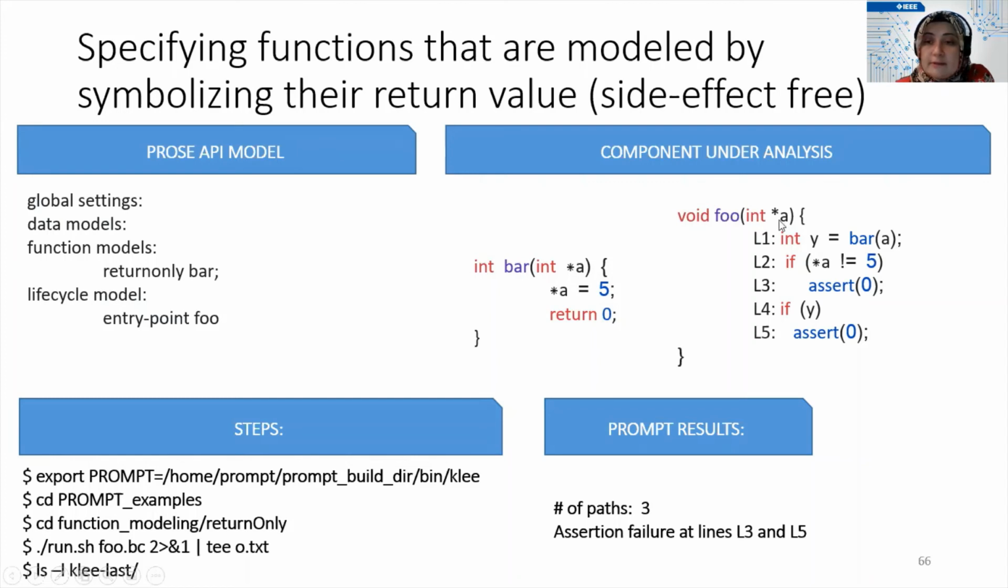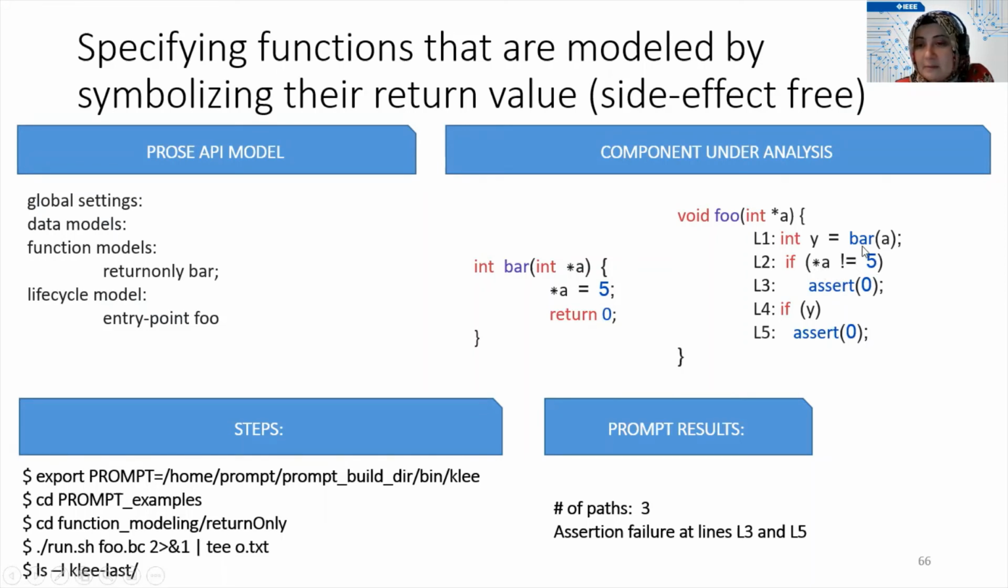So first we actually have this argument A that will be lazily initialized. And then we call bar, since it is return only, we will get the symbolic return value stored in Y, and nothing will happen to A. So what that means is, since it was just unconstrained before, the memory pointed by A will still be unconstrained.